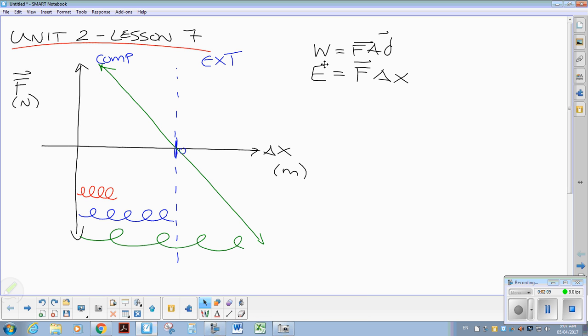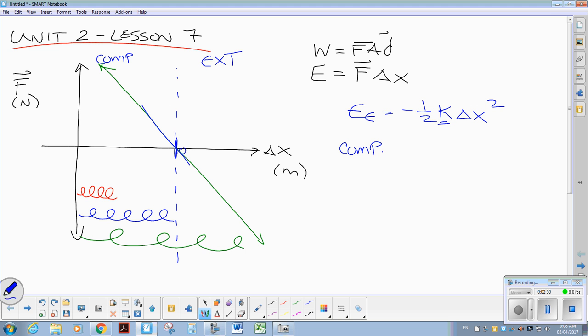That's why the formula that comes from that is, the elastic energy is negative 1/2 k delta x squared, and it's from the fact that the k will have a negative slope. So that's where the negative comes from in that equation. Now, if we look at compression, our elastic energy will be negative 1/2 k bracket negative delta x squared.